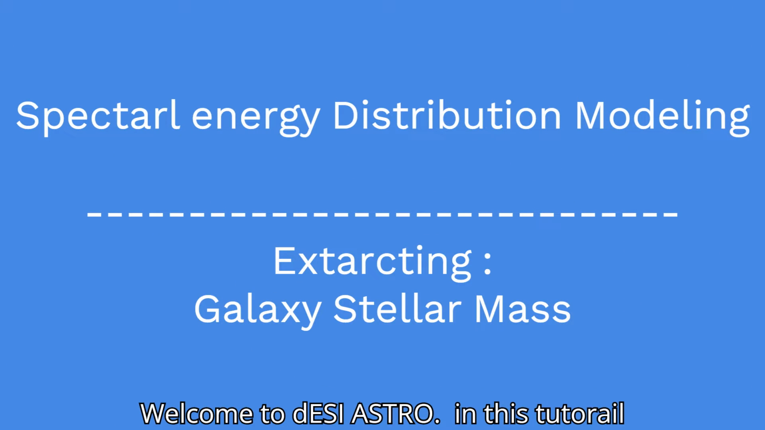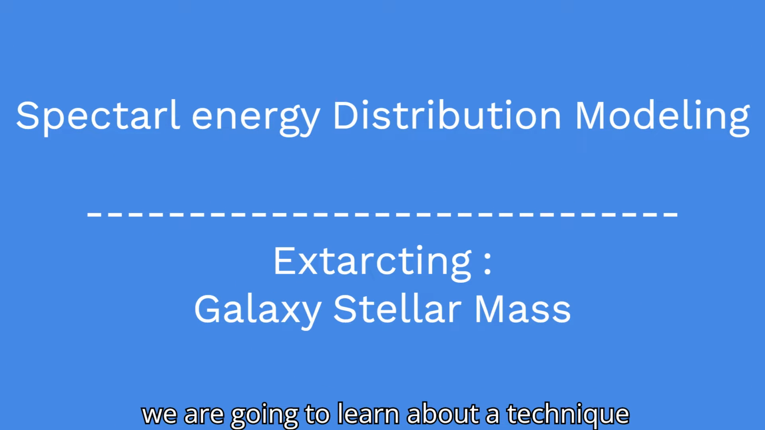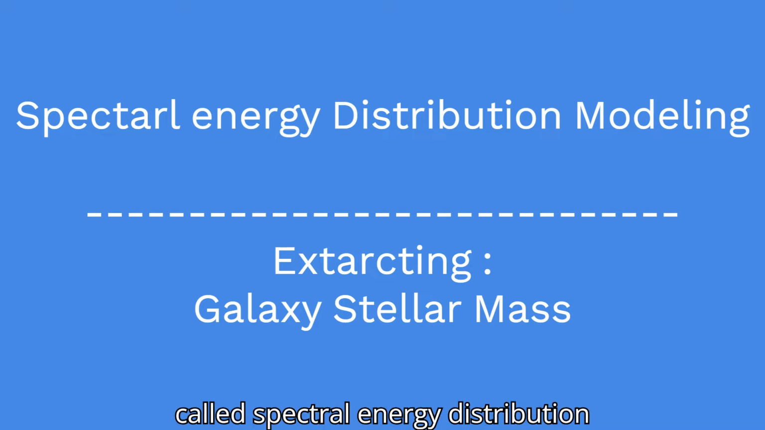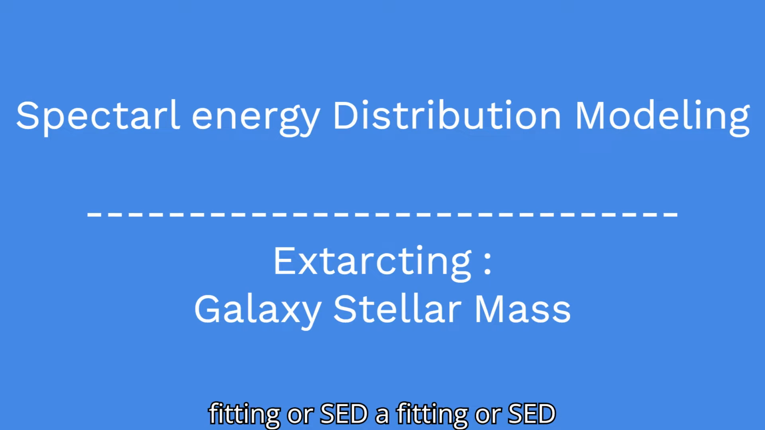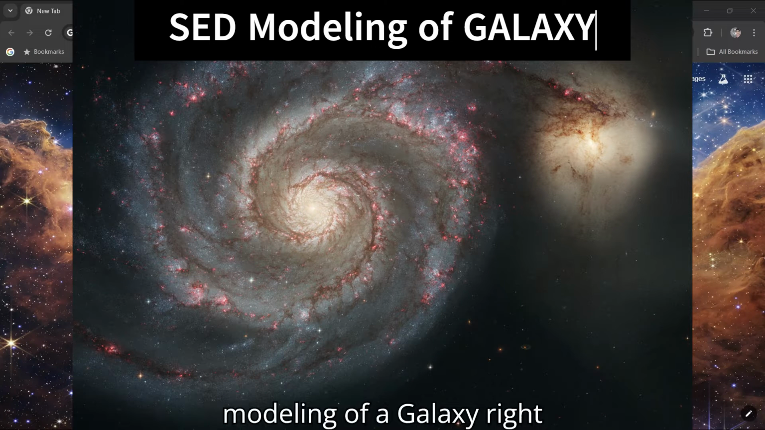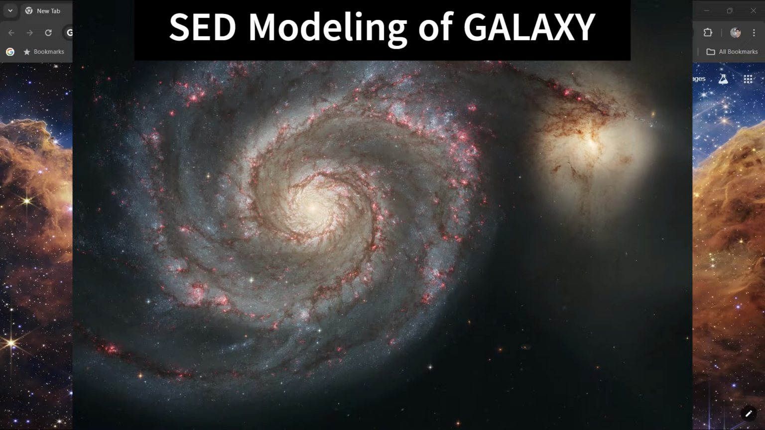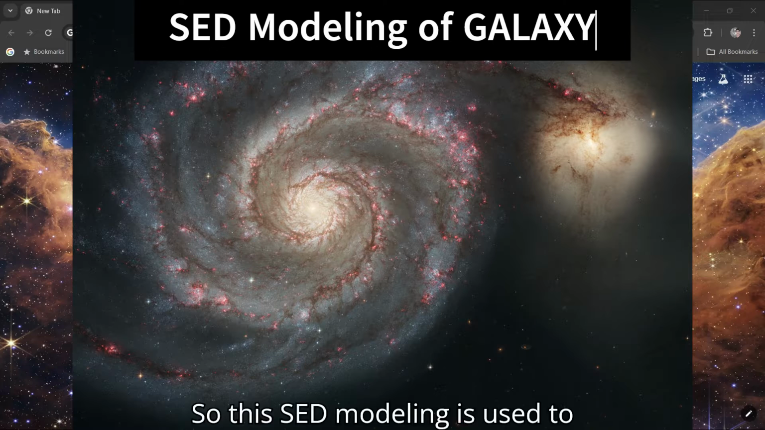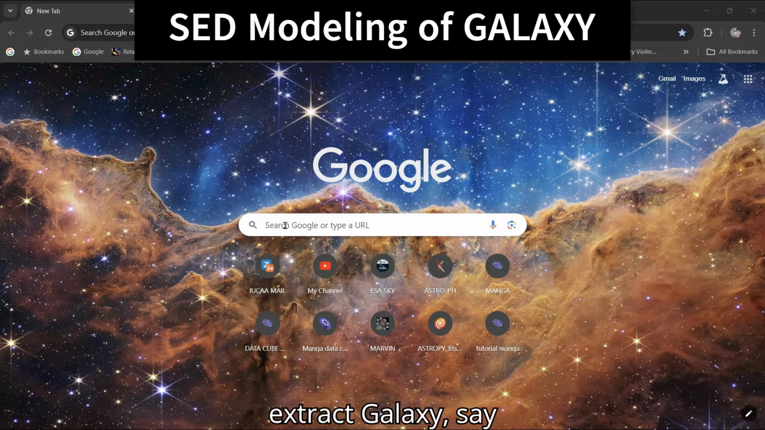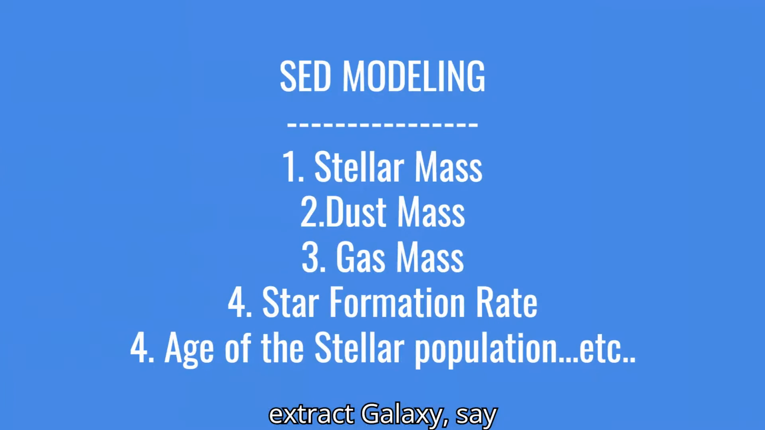Welcome to the ASTRO. In this tutorial, we are going to learn about a technique called spectral energy distribution fitting, or SED fitting, or SED modeling of a galaxy. This SED modeling is used to extract galaxy stellar mass, gas mass, dust mass, age of the galaxy, and star formation rate of the galaxy, and density and other stuff, using your model from observational data.